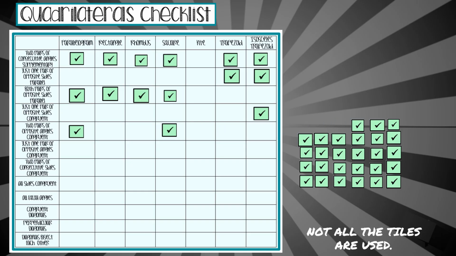Parallelogram. And since it works for parallelogram, all 4 of the parallelograms work. So parallelogram, rectangle, rhombus, square. Any other ones? 2 pairs of opposite angles congruent. I don't think so. Next one, just one pair of opposite angles congruent. That is kite.